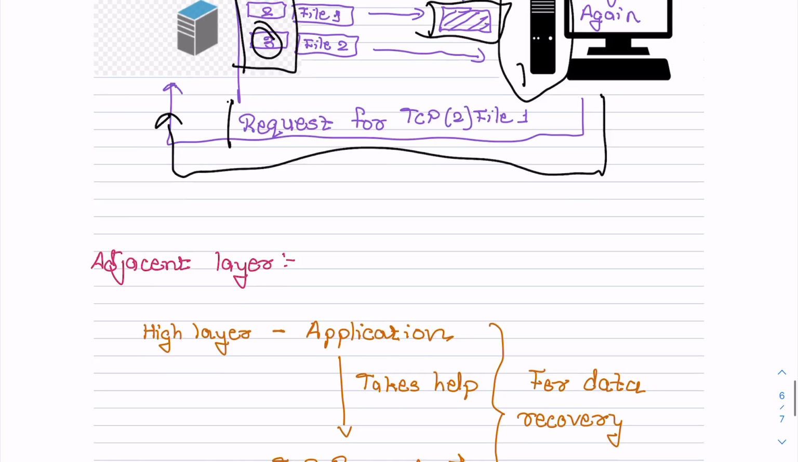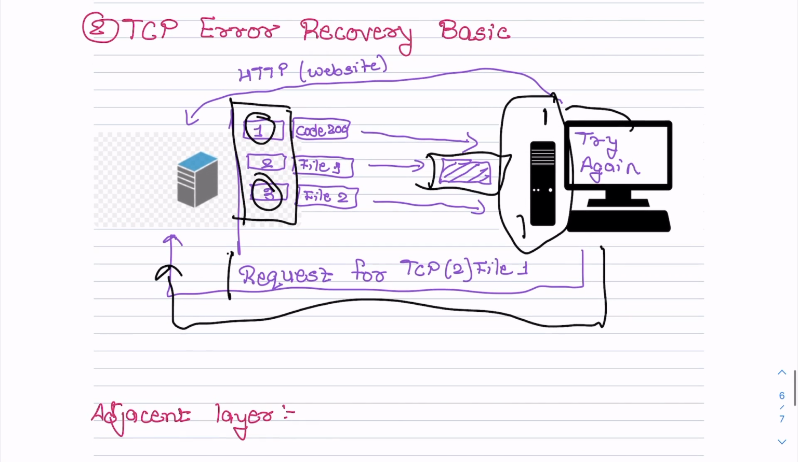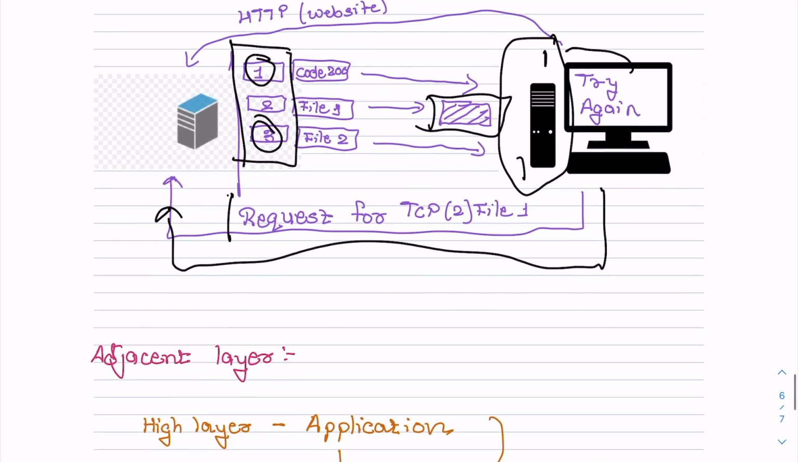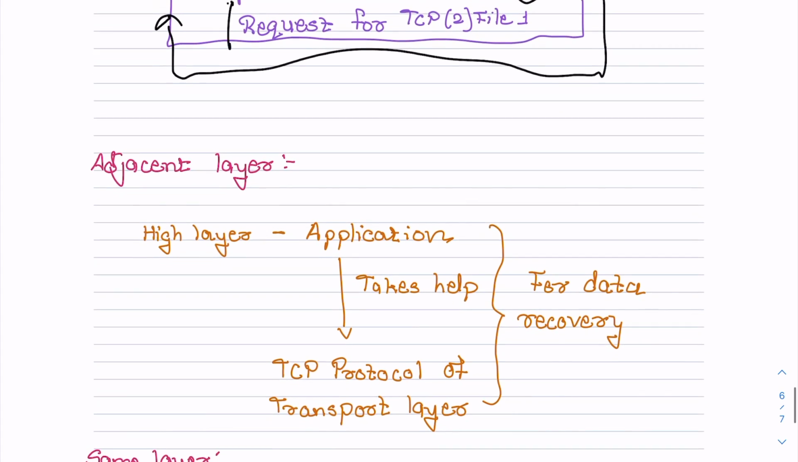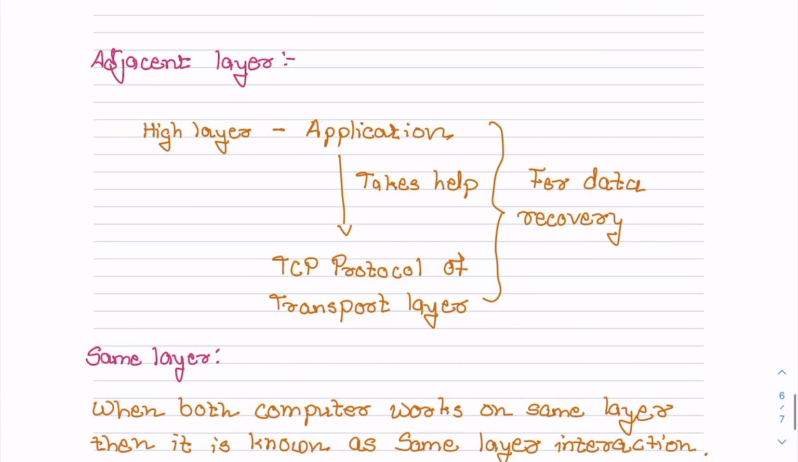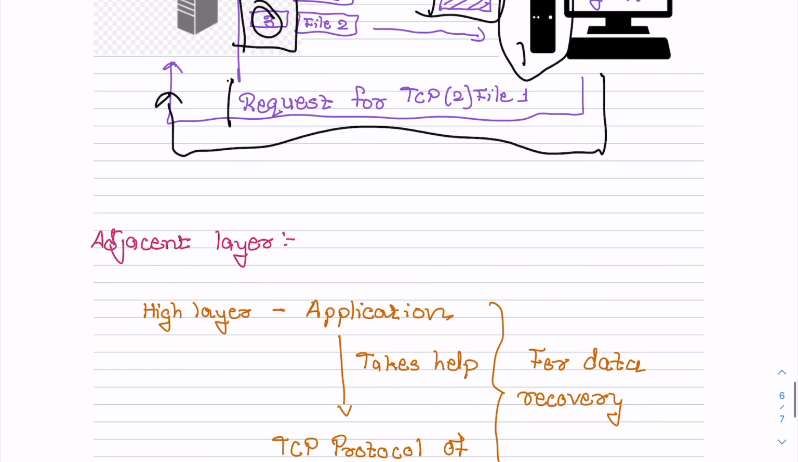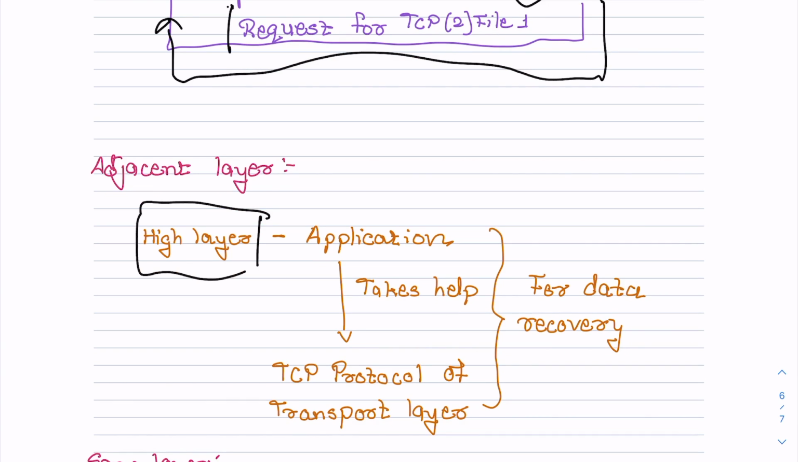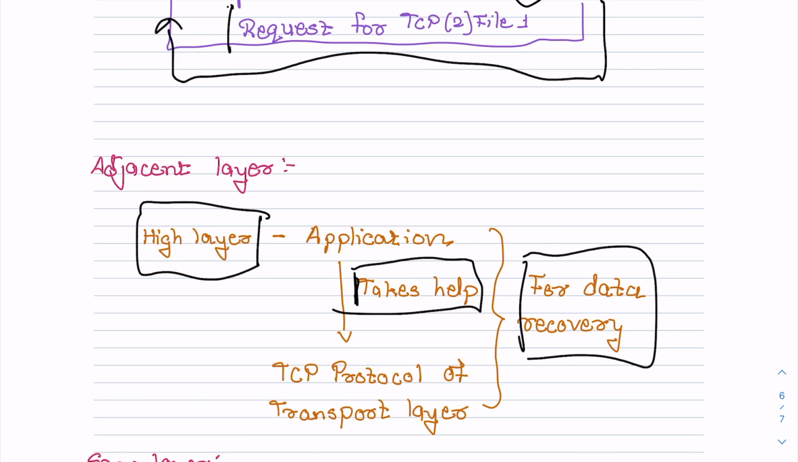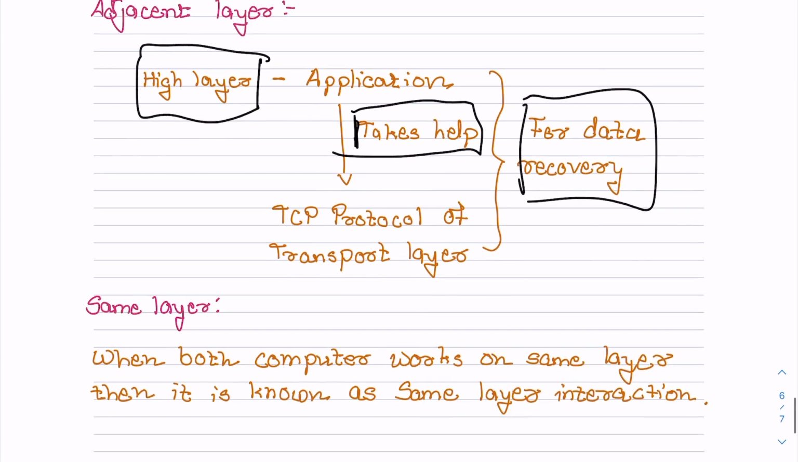Now let's come to the interactions. Based on the mechanism of TCP error recovery basics, there are two types of interactions: adjacent layer and same layer. In adjacent layer interaction, there is an interaction between two layers. The higher layer, which is the application layer, takes the help of the transport layer, which is the TCP protocol, for data recovery. Both layers are working together, interacting with each other to recover the data.